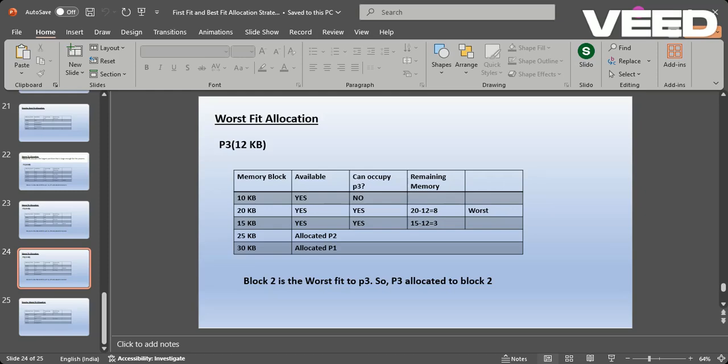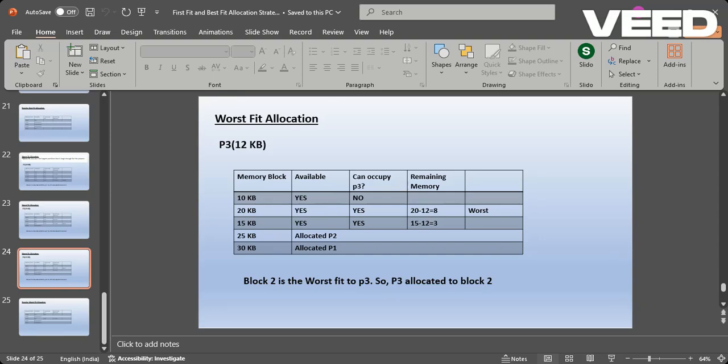Okay. Then 15 KB is also enough to store process P3. So here we need to calculate 15 minus 12. That is the memory wastage, 3. Then the next block, 25 KB, is already allocated to P2, and 30 KB is already allocated to P1. These two blocks are not free. So here we obtained two suitable memory locations for the P3 process.